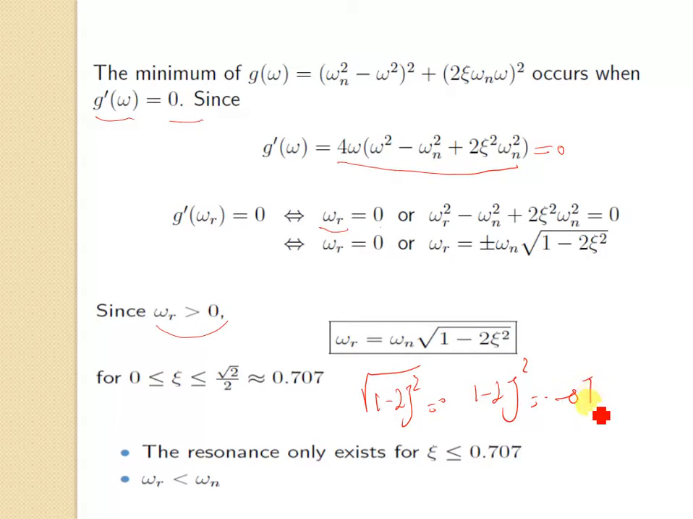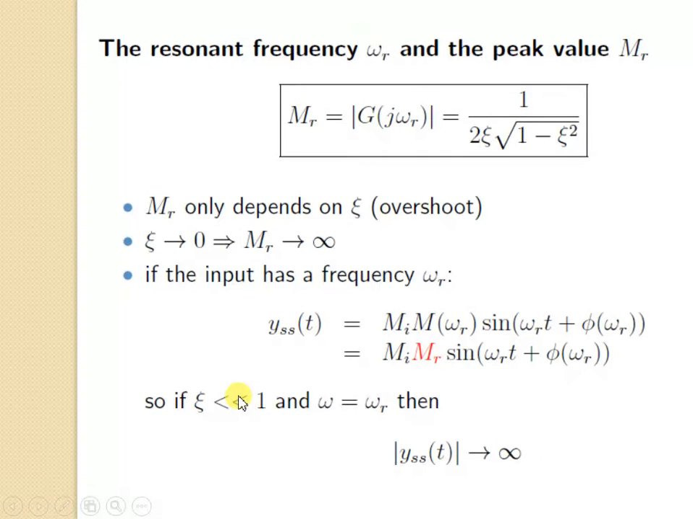You find sigma is equal to 1 over root 2, or sigma equal to radical 2 divided by 2, equal to 0.7. Here is this calculation. Resonance only exists for sigma less than this, because if sigma is less than this, resonance will happen, and omega r should be less than omega n.